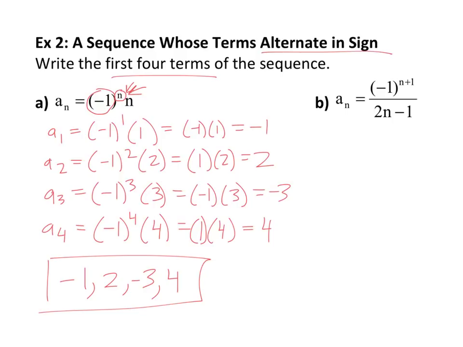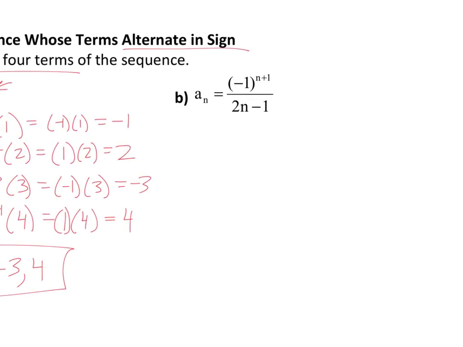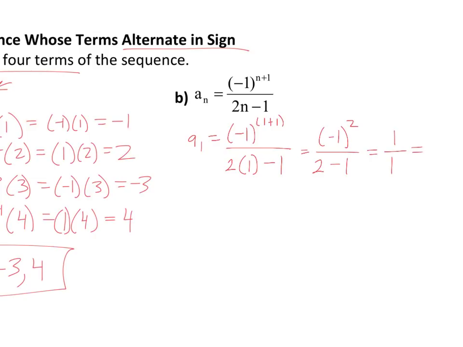All right, let's do another example. Let's get a little space over here. All right, for part B, we have a sub 1 is equal to negative 1 to the 1 plus 1 power. All right, simple stuff. Just take your time working it out. So I have negative 1 to the second power over 2 minus 1. And then I have 1 over 1, which is 1.